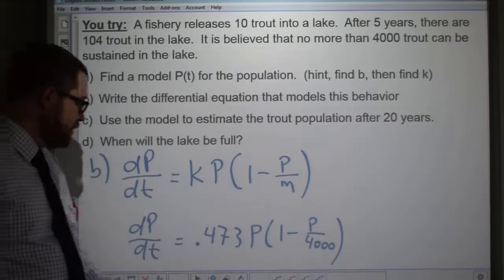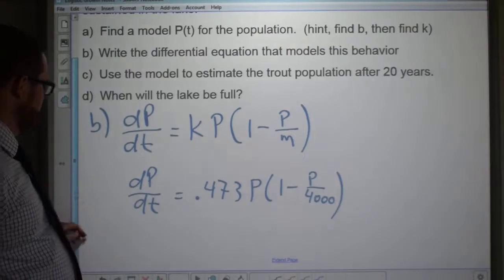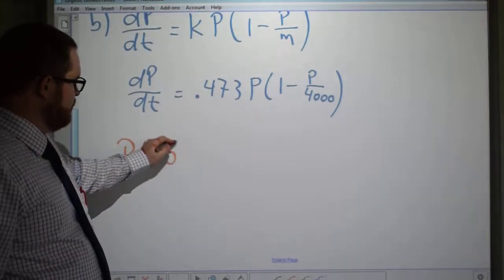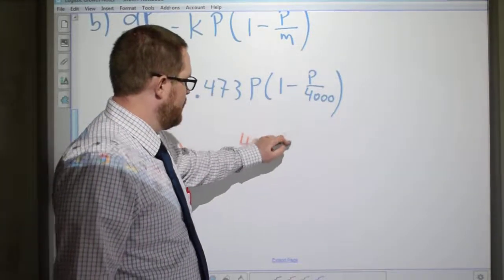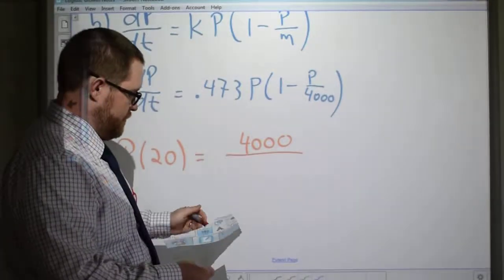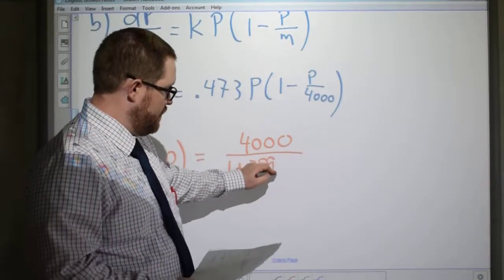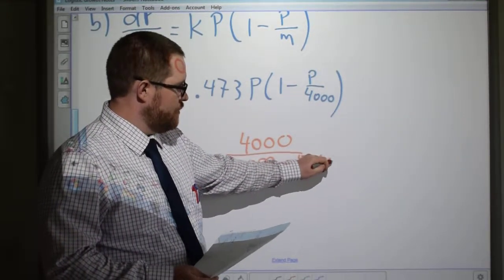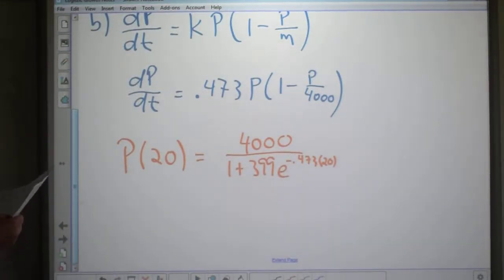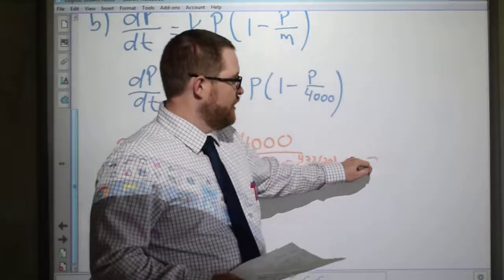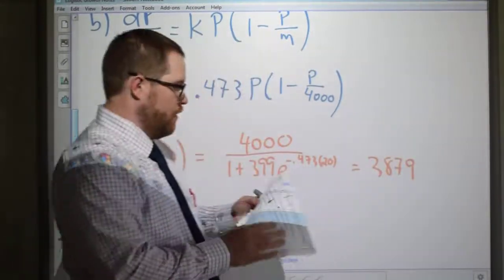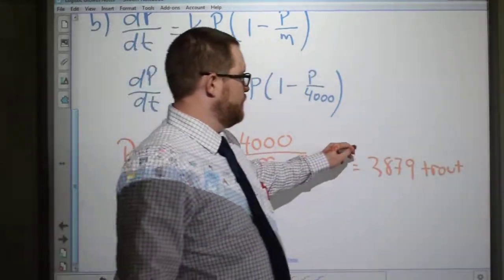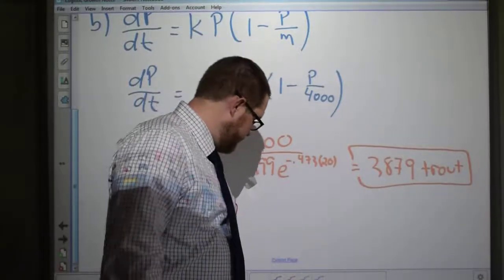To find the answer to C, we need to use the equation we found earlier. C wants to know what will happen after 20 years. Well, that's not too bad. That's just P at 20. 4,000 over 1 plus 399 e to the negative 0.473 times 20 for t. You can type that into your calculator, and we're going to round to the nearest whole number because these are trout. So once you have the formula, C is very easy.